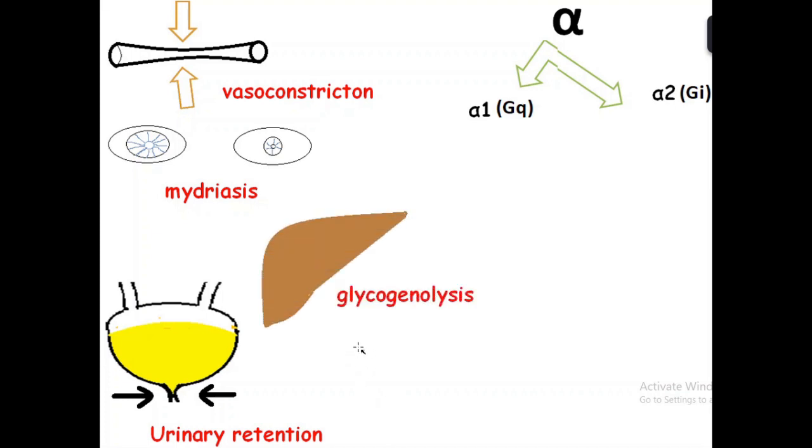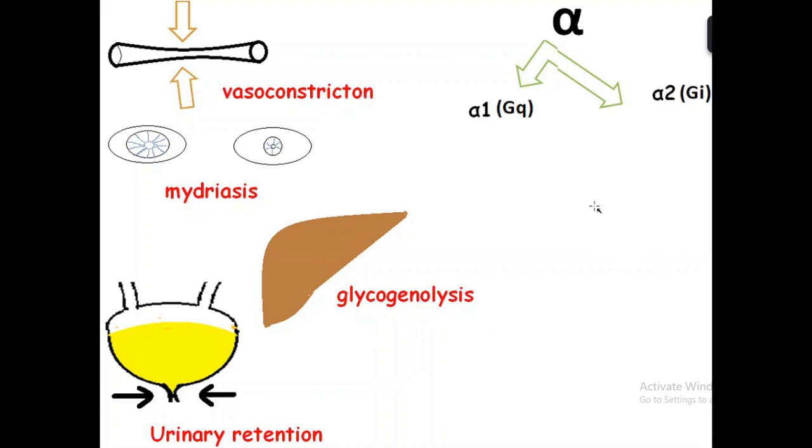Alpha 1 receptors are also located in the liver, and when activated there they lead to glycogenolysis, which is the breakdown of glycogen to glucose. So in summary, activation of alpha 1 receptors leads to a sympathetic response. Just think about it, when you are in a fight or flight mode, it's advantageous to have constricted blood vessels in case you start bleeding. You also want to retain urine when you are fighting or running away, and you definitely need extra glucose.